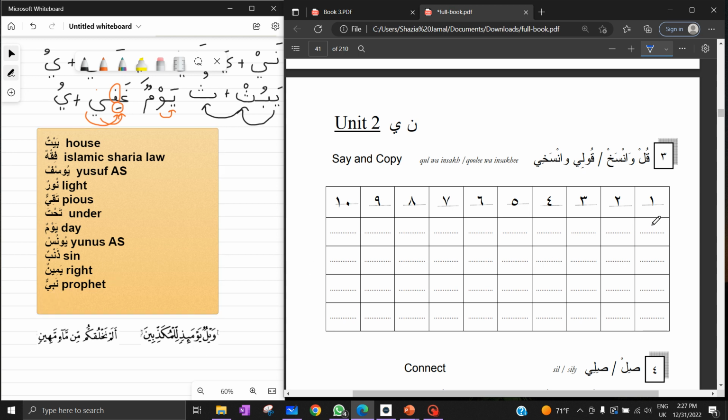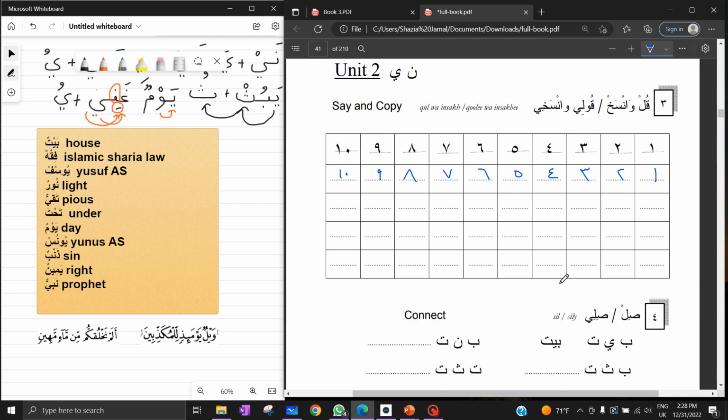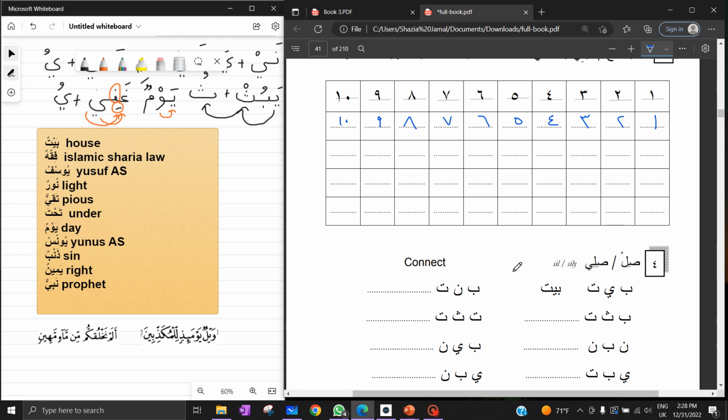Exercise 3. How do you write numbers in Arabic? 1, 2, واحد اثنان ثلاثة أربعة خمسة ستة سبعة, we just write like an inverted V, ثمانية تسعة and عشرة. Please memorize the names of the numbers and the spellings.